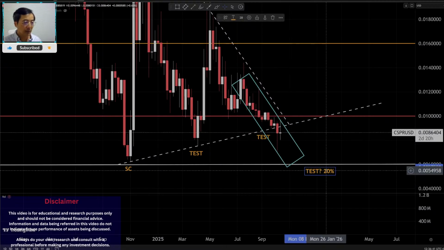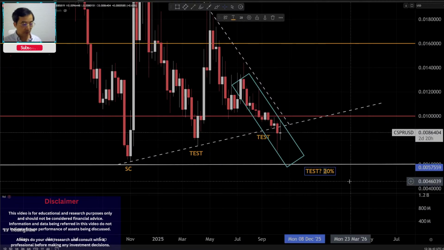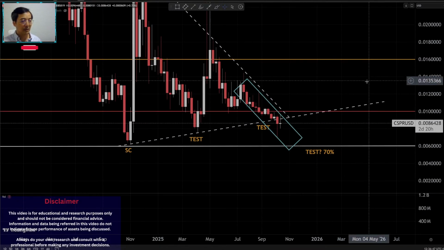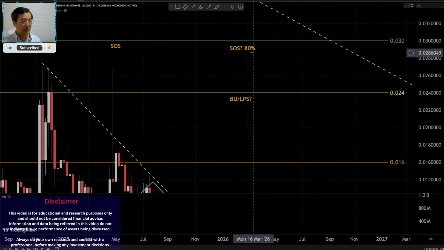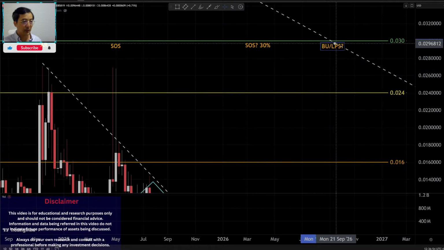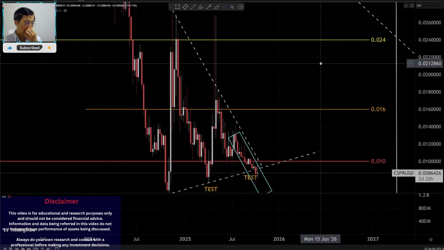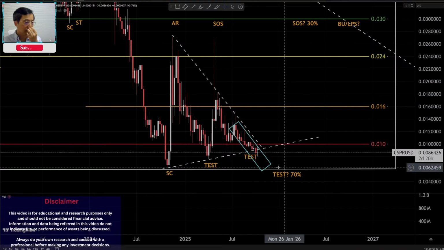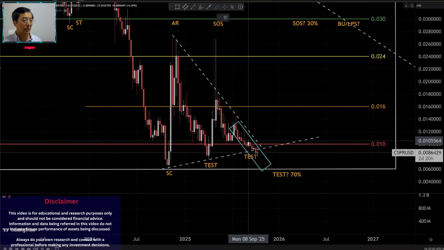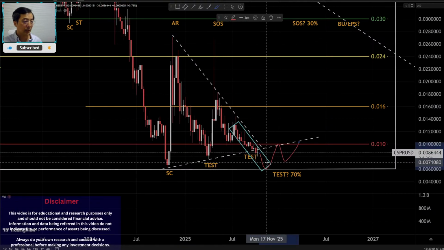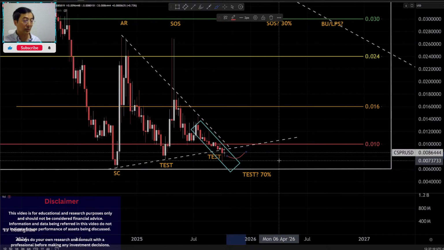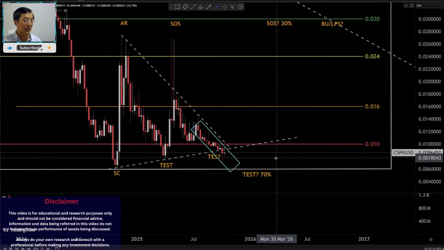And then currently is probably like 70%. This is like 30%. This is probably even further down the timeline. So after what had happened, maybe we'll have a longer accumulation. First, it has to break outside of this downward channel. You can see it's a bull flag if you're in the candlestick pattern analysis.